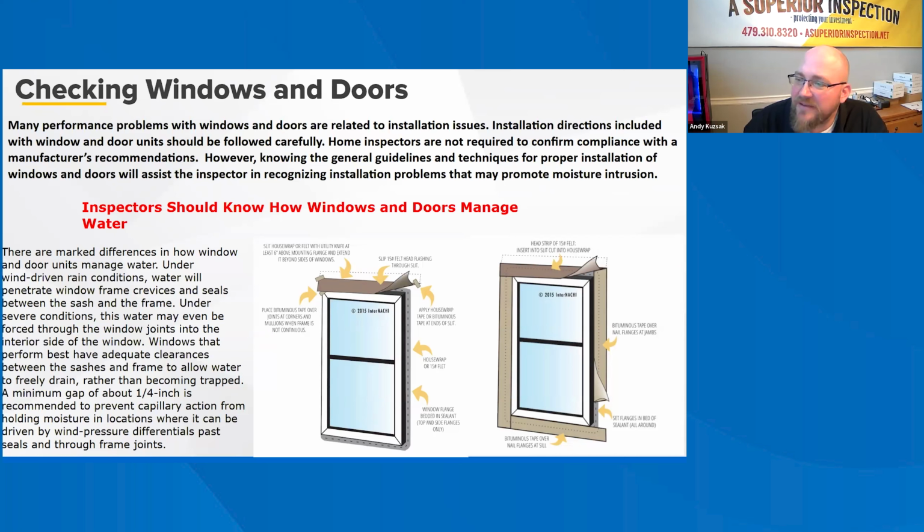High performance windows have a system for weeping intruded water that acts much like a rain screen wall system, as previously discussed. In severe wind-driven rain conditions and high exposure conditions, such high-performance window and door systems should be preferred for the same reasons that cavity and rain screen WRB systems are preferred.